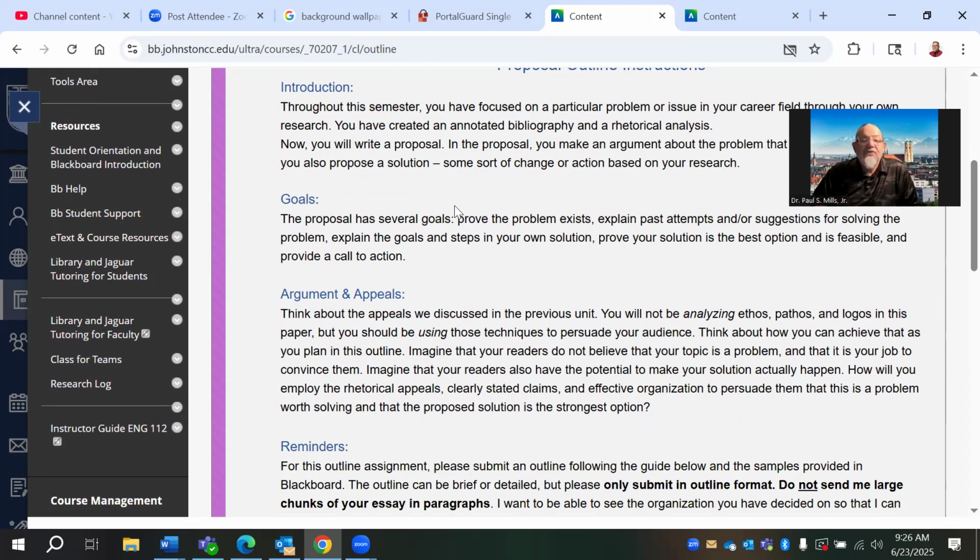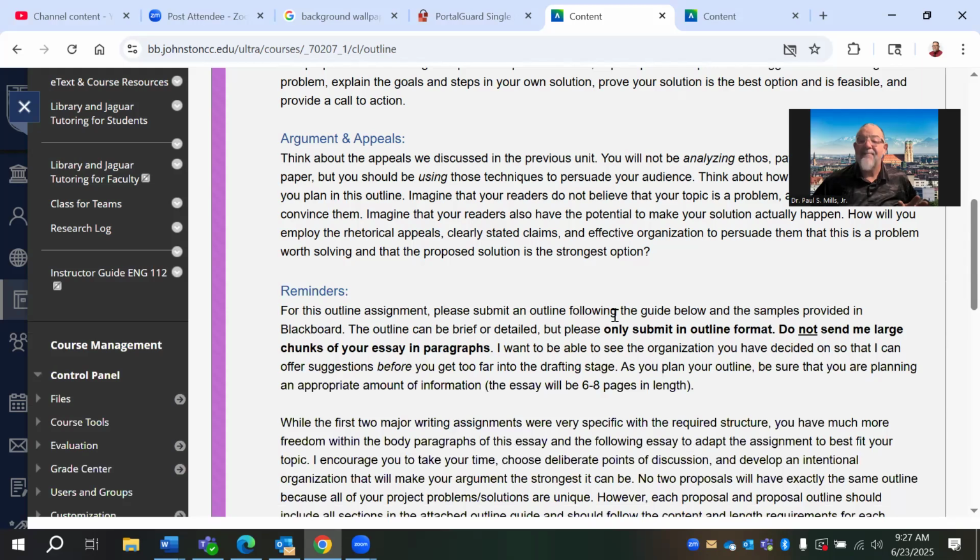The argument and appeals. Think about the appeals we discussed in the previous unit. You will not be analyzing ethos, pathos, and logos in this paper, but you should be using ethos, pathos, and logos. You should use those techniques to persuade your audience. Think about how you can achieve that as you plan in the outline. Imagine that your readers do not believe that your topic is a problem, and it is your job to convince them. Imagine that your readers also have potential to make your solution actually happen.